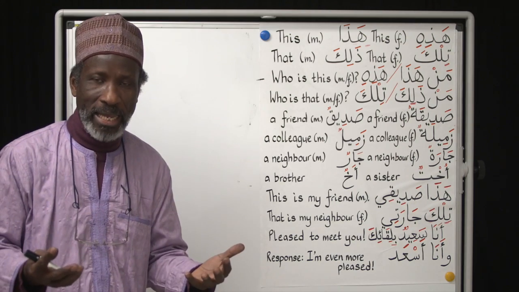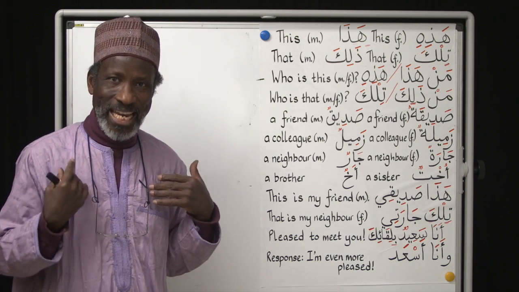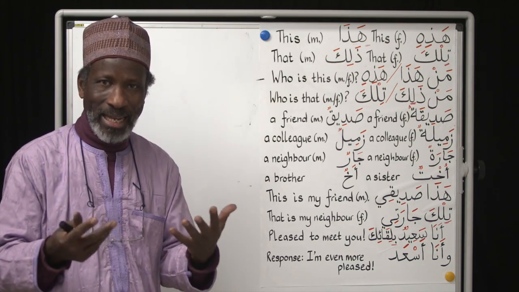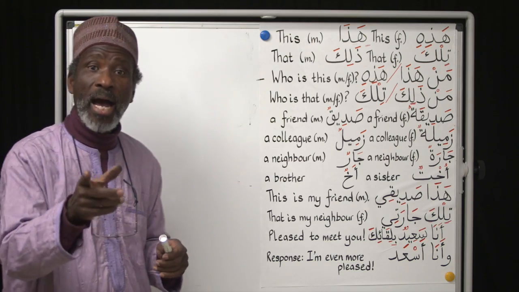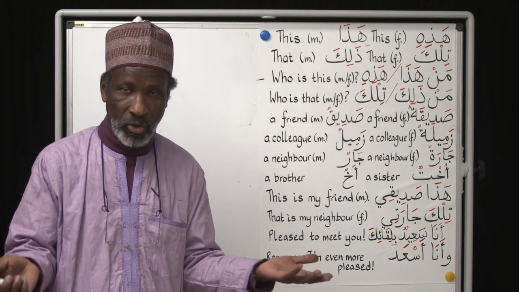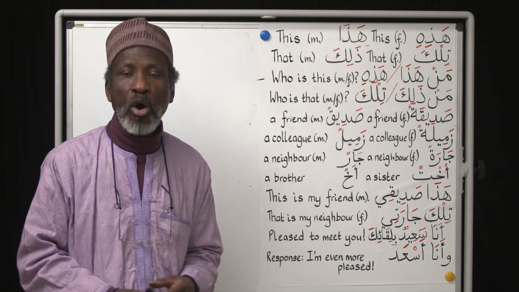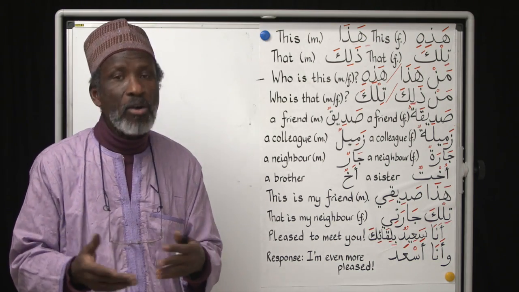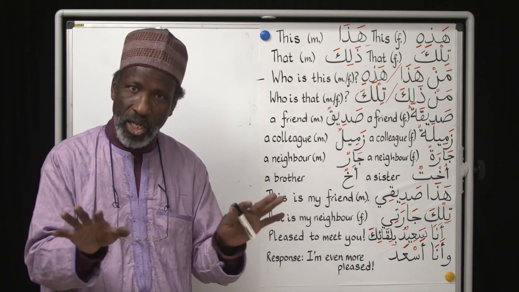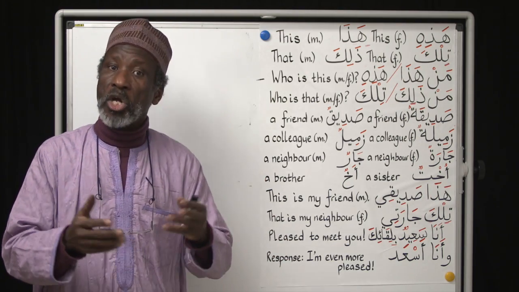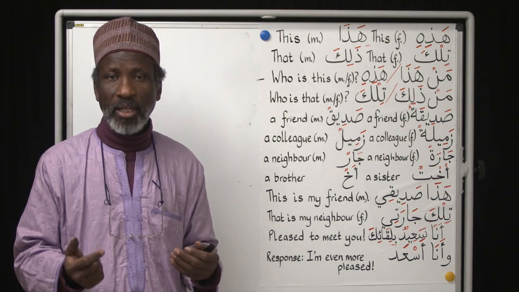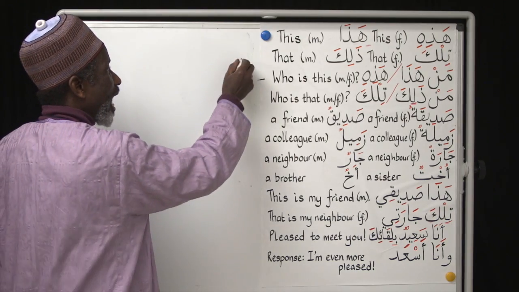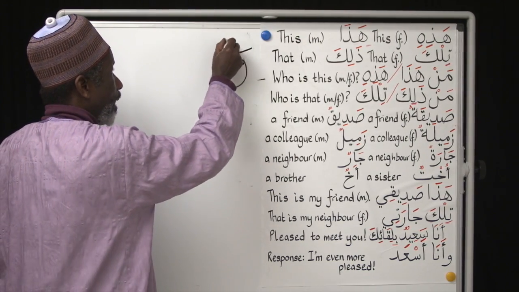What would the response be when somebody says, "Ana sa'idun biliqa'ika" or "Ana sa'idatun biliqa'ika." The response can be, in the past, you can say, "Fursatun sa'idatun," of course, nice meeting you. Fursatun meaning an opportunity, sa'idatun means happy. Fursatun sa'idatun, that's neutral. Or you can say, "Tasharrafna," we are honored. Or you can say, "Wa ana," and I am.